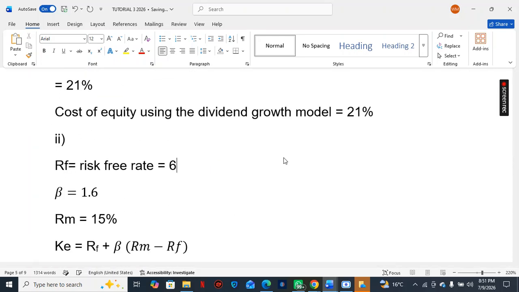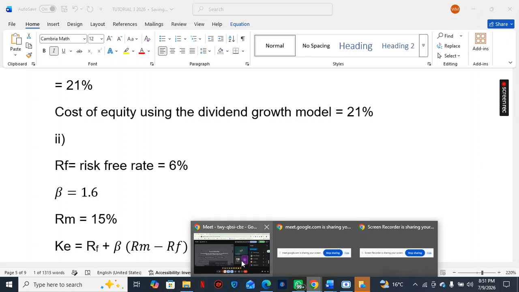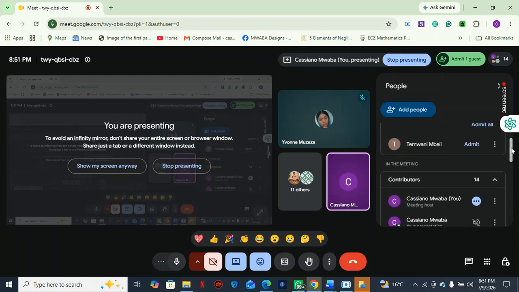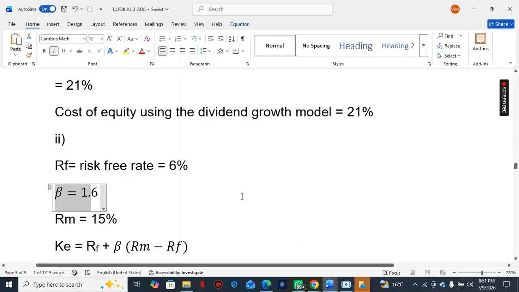So if a question comes for work and you just see beta, just know that you are using the capital asset pricing model to get the cost of equity. If you just see a mention of beta, that should let you know that I'm using the capital asset pricing model.